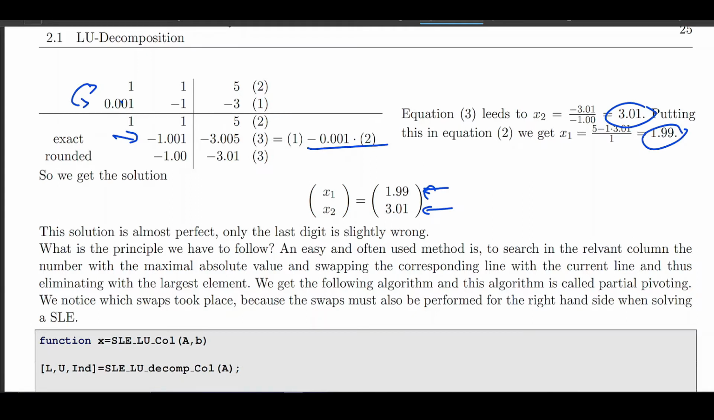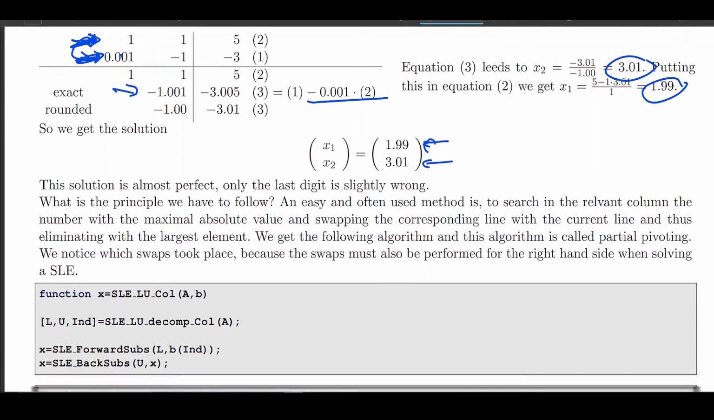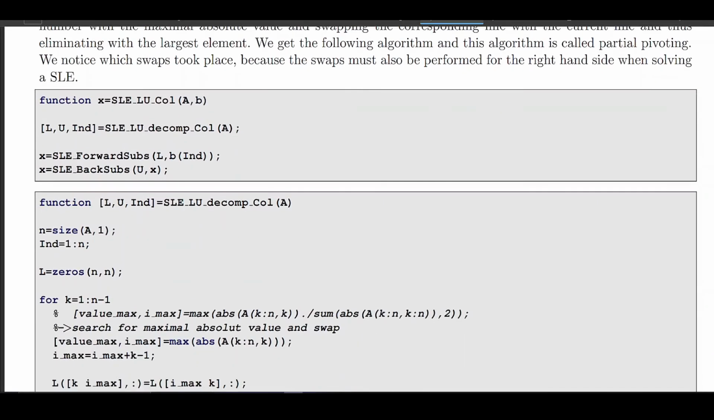Let's swap the first two lines. And what was the concept? Don't use small entries here in position 1, but instead use large entries. And this is our principle we will follow. This is our idea, and then we can check if the problems are healed. So let's reprogram our code.